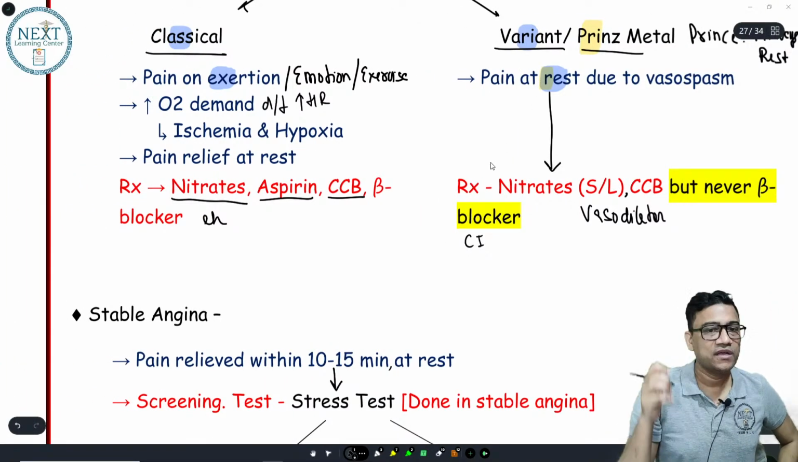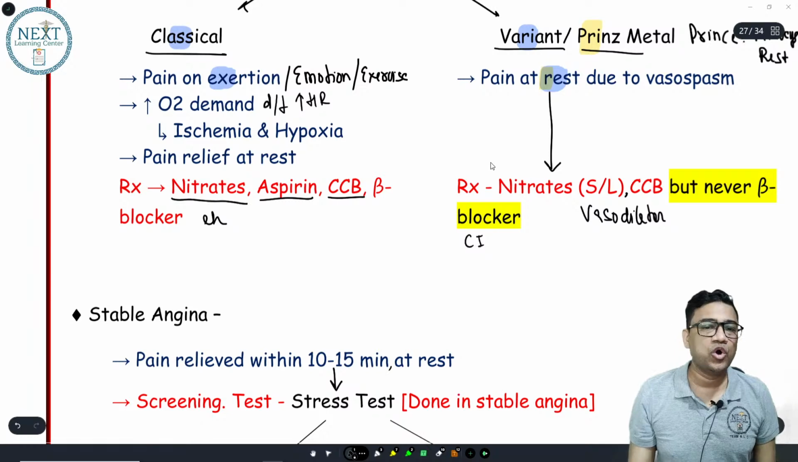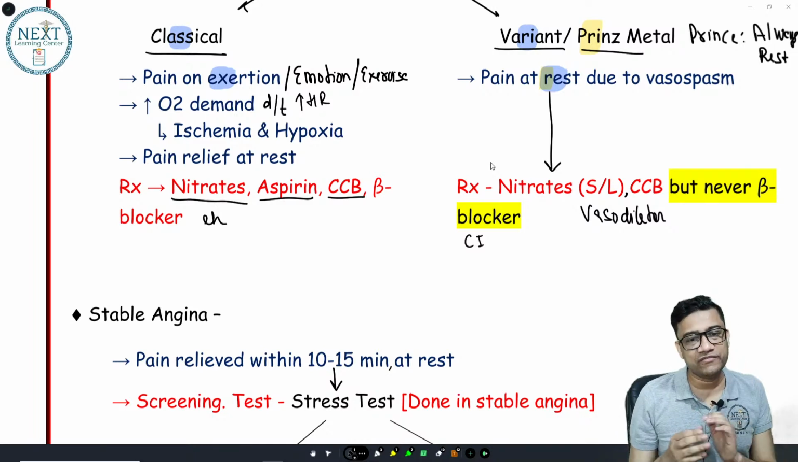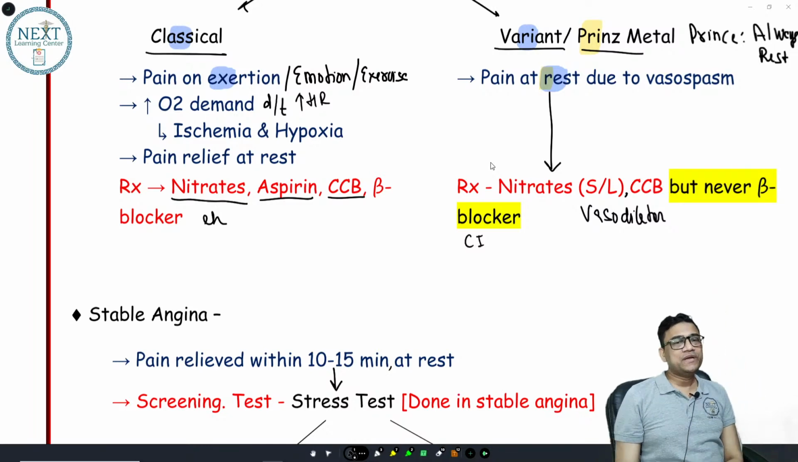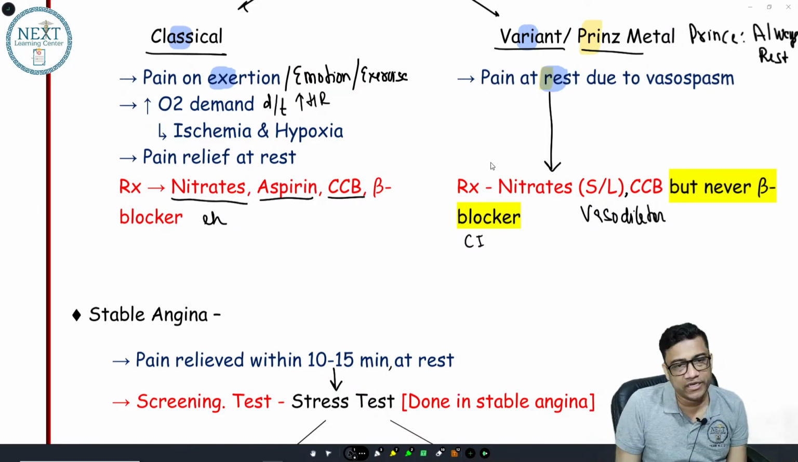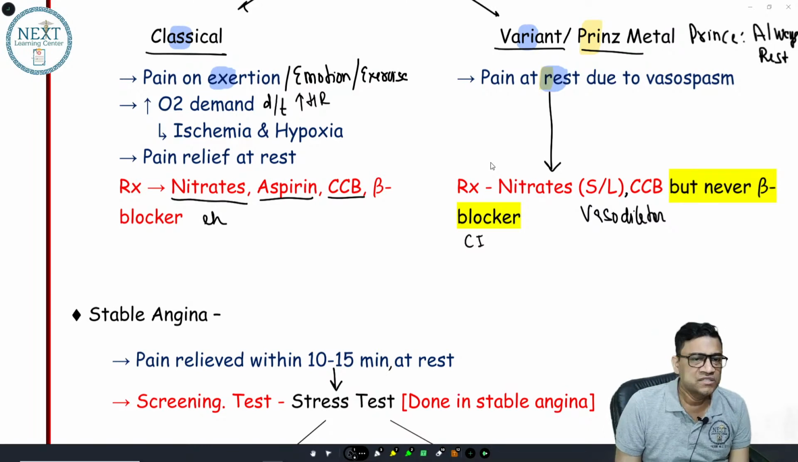Next question. If the heart rate increases, it increases the oxygen demand. So this will cause what? Classical angina. This causes classical angina. Pain is relieved at rest. Okay, and the treatment is nitrates, aspirin, CCB, beta blocker. It is nitrates, aspirin, CCB, and what? Beta blockers.